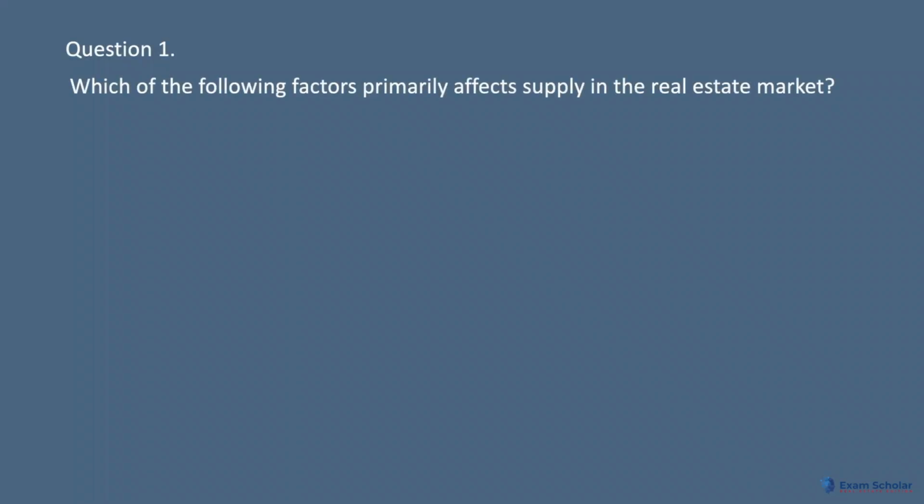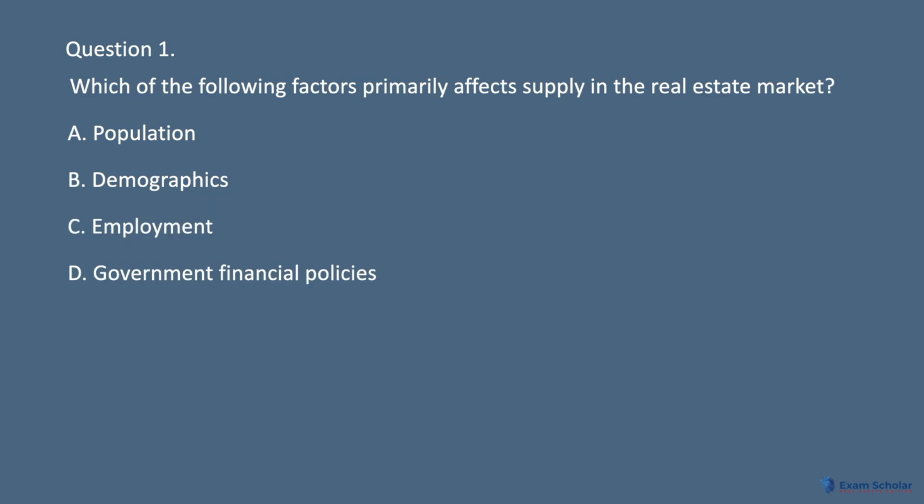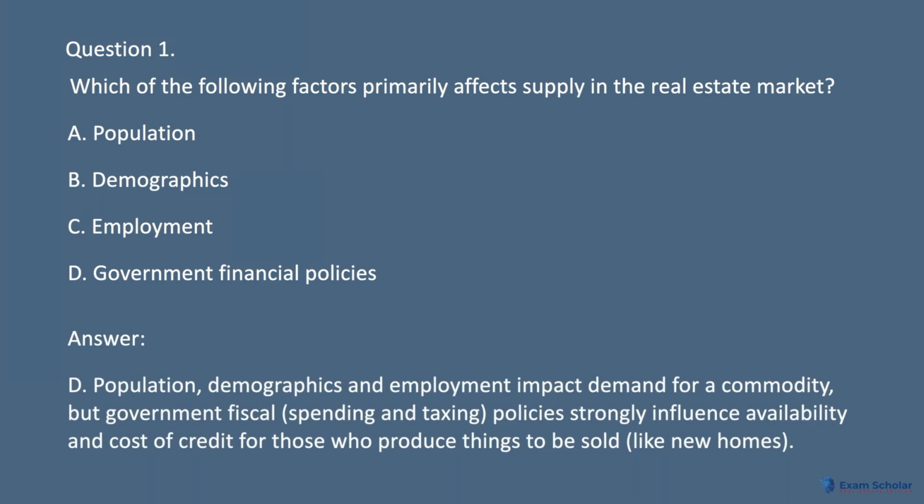Question 1. Which of the following factors primarily affects supply in the real estate market? A. Population. B. Demographics. C. Employment. D. Government financial policies. Answer. D. Population, demographics and employment impact demand for a commodity, but government fiscal, spending and taxing policies strongly influence availability and cost of credit for those who produce things to be sold, like new homes.